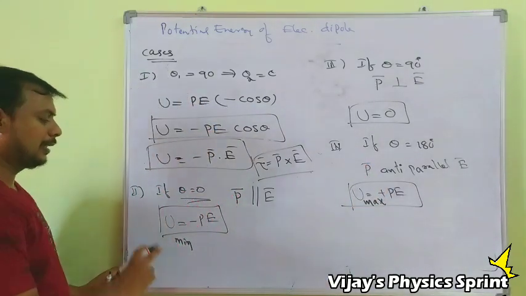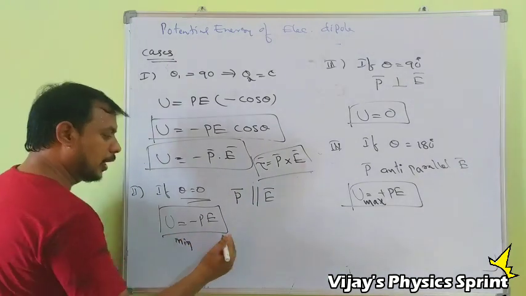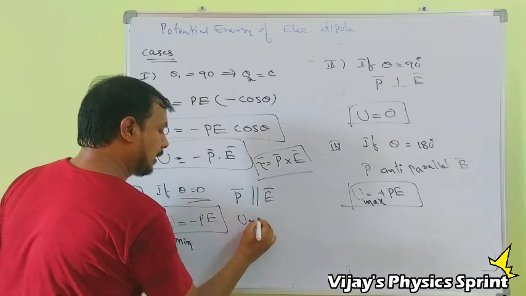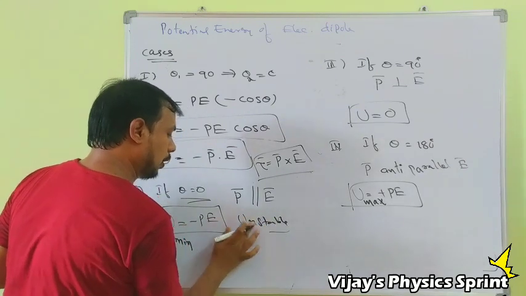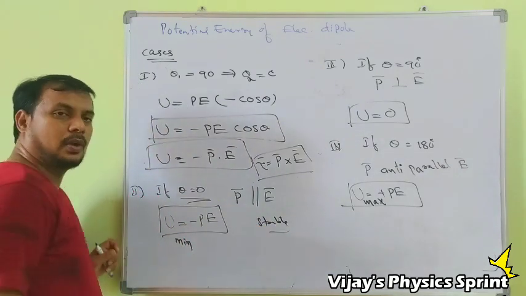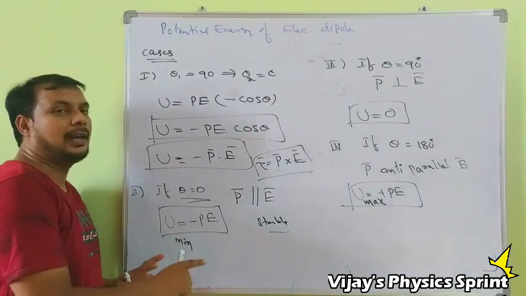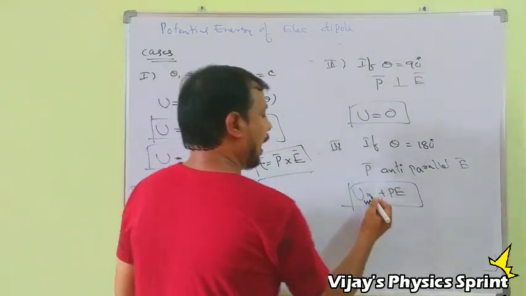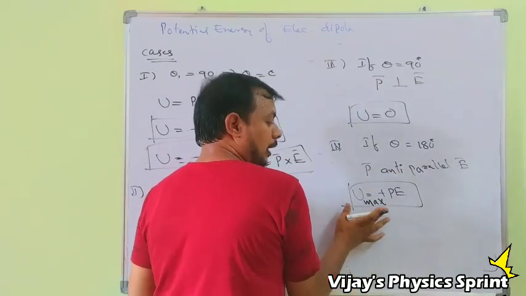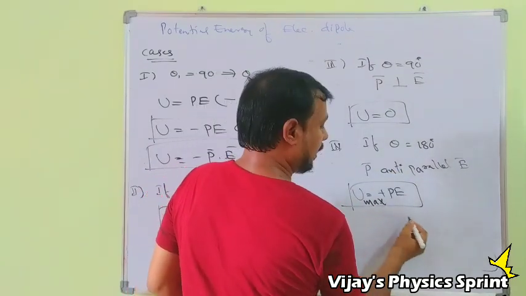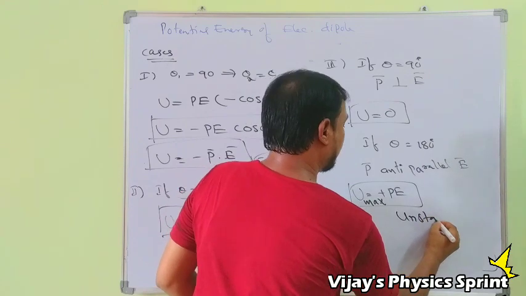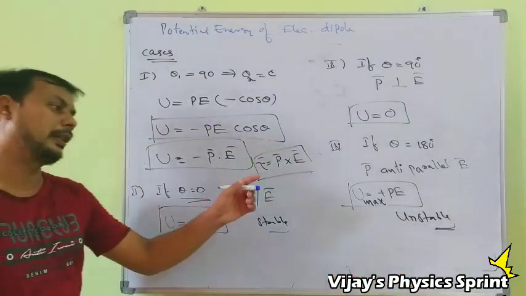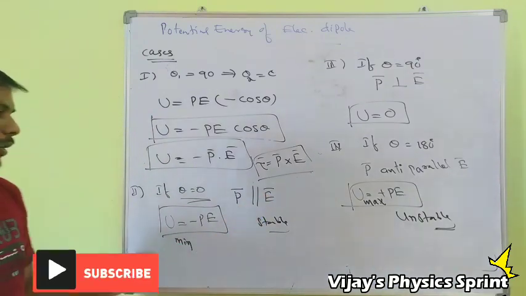This is known as minimum potential energy. In this state the dipole is said to be in a stable state, when P and E are parallel to each other. And when they are anti-parallel, the potential energy is maximum. In this case the dipole is said to be in an unstable state. Stable condition is stable equilibrium, and that is unstable equilibrium, right?